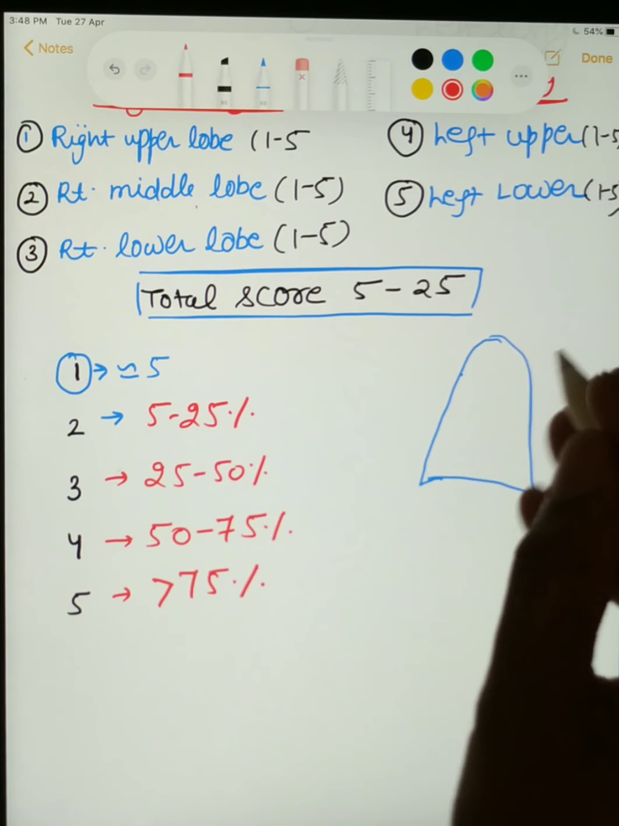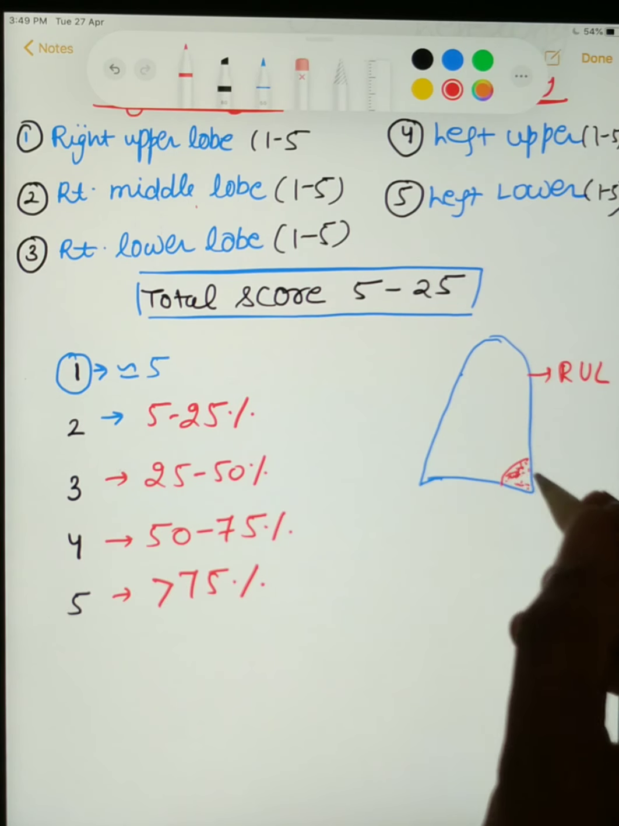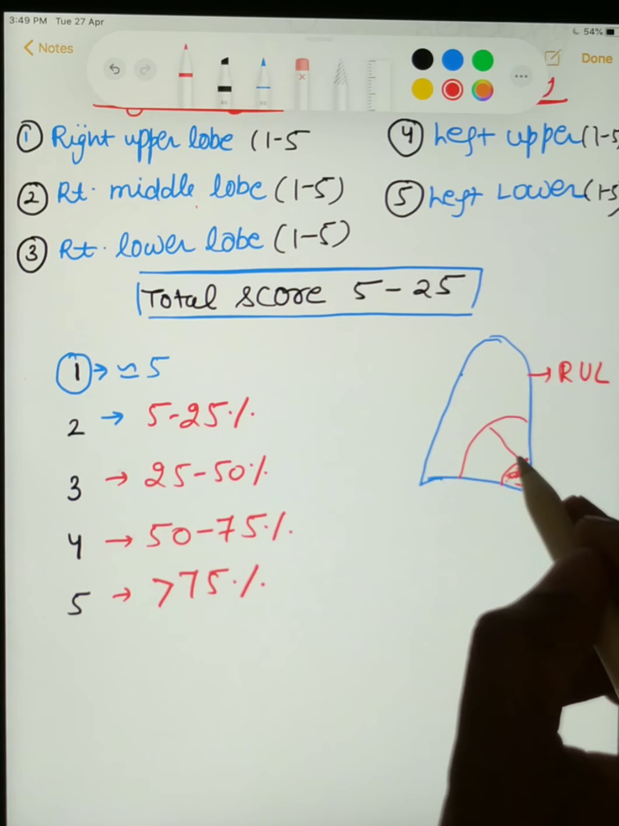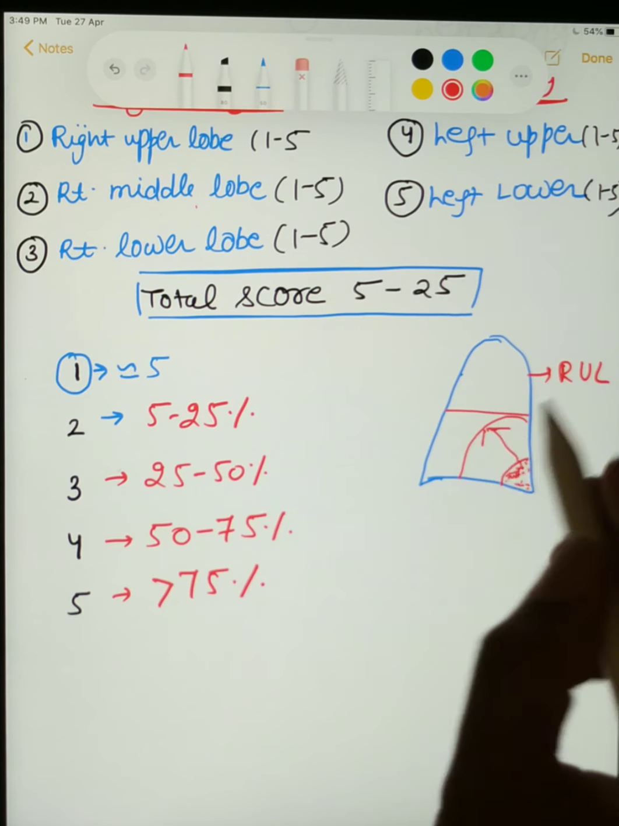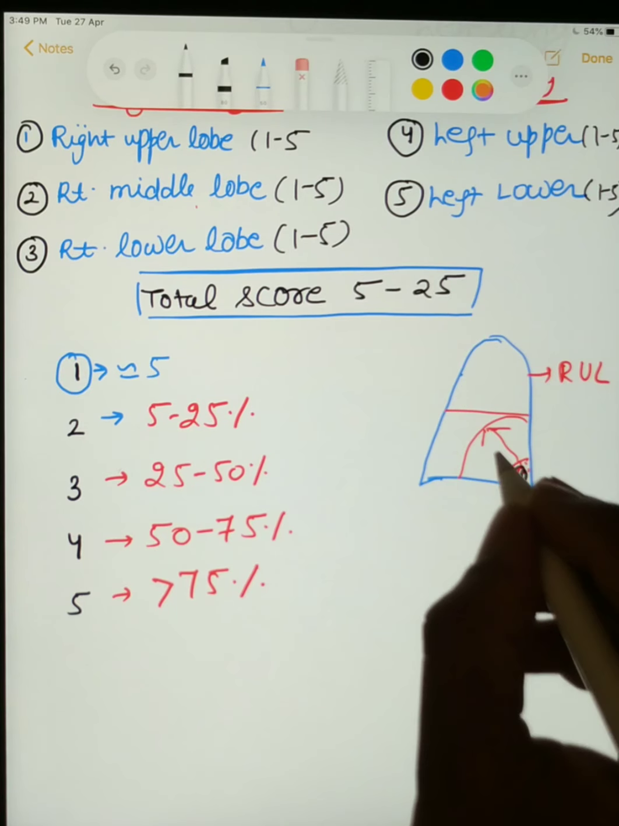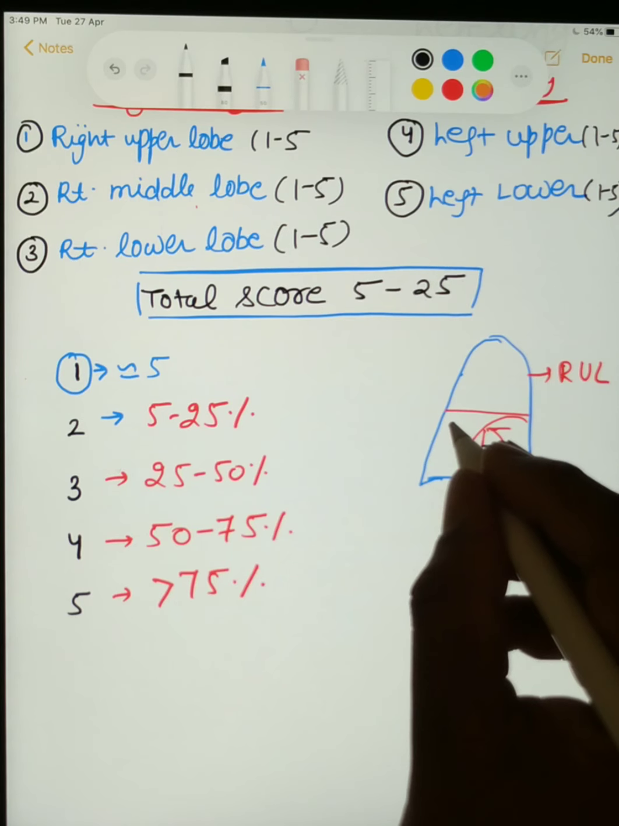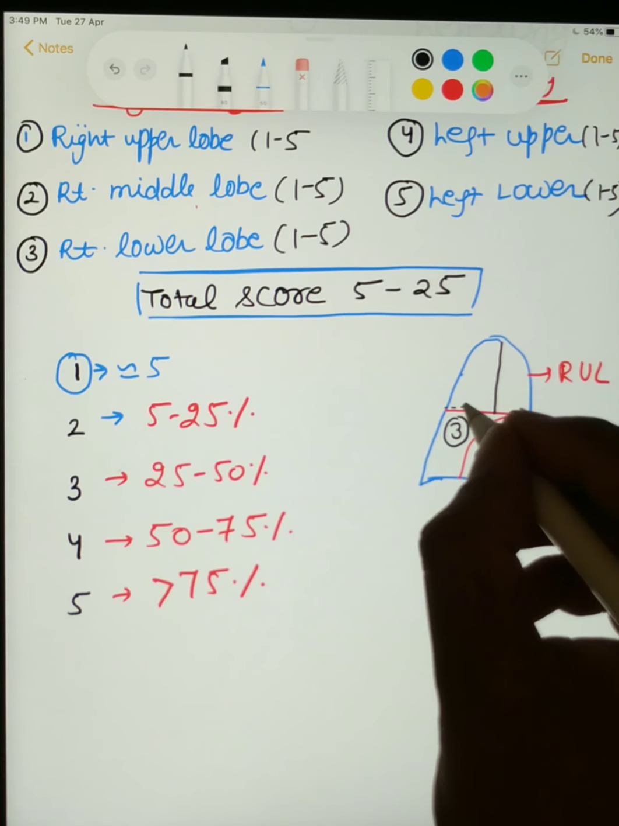So suppose this is right upper lobe and only this 5% area is involved by the COVID pneumonia, then this is given score 1. If approximately 25% is involved till here, then this is given score 2. And if half of the lobe is involved, this is given score 3. And if 75%, if we hold this one and this one, then this is given score 4. And if more than 75% of particular lobe is involved, then this is given score 5. Suppose this part was also involved, then this is given score 5.